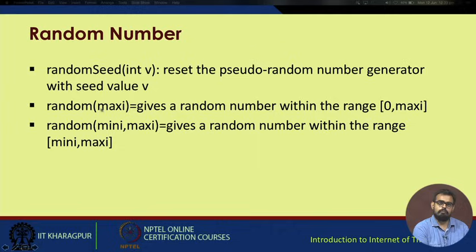Then random(max) gives a random number within the range 0 to max. Then you have random(min, max), which gives a random number within the range min and max.